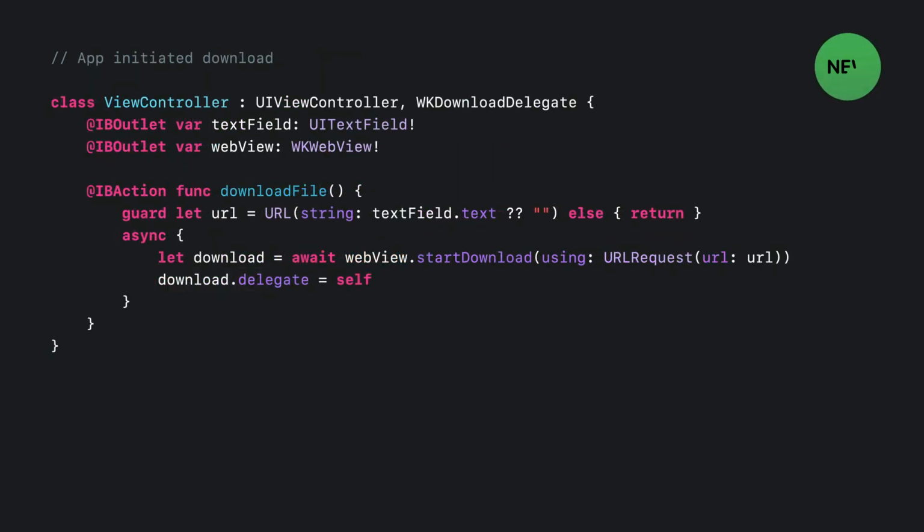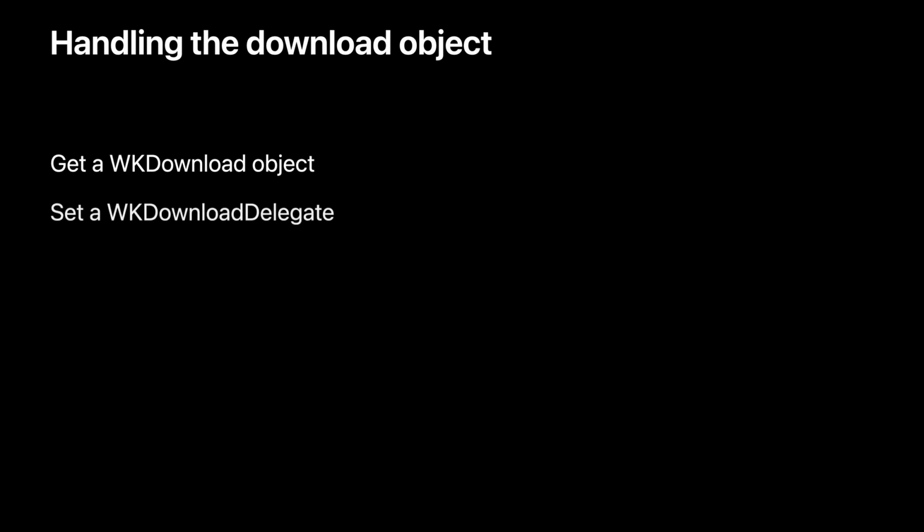Finally, your app can decide it wants to download something in the context of the current page using NSURLRequest, like this. Whatever method you use, when you get the WKDownload object, you need to set the delegate property on that object to be able to tell it where to write the bytes to disk. If you do not, the download will automatically be canceled.